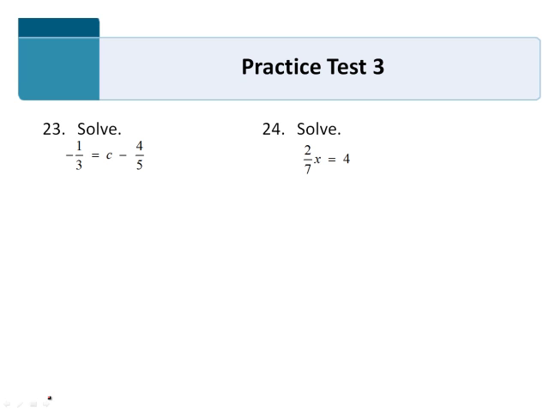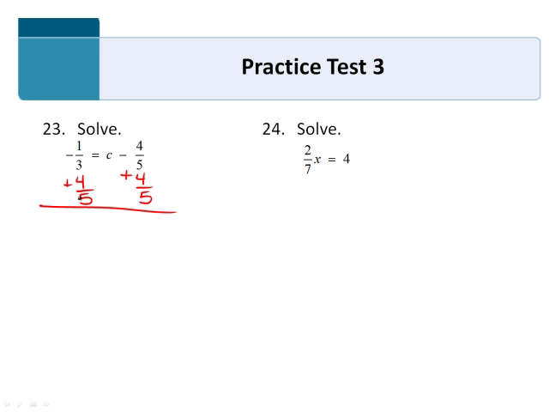Number 23. Now we're getting into equations just like we had in the last section of the chapter. So if we're trying to solve for c here, we have negative 1/3 equals c minus 4/5. The negative 4/5 is on the same side with the c, so I need to get rid of that by adding it. I'm going to add 4/5 to both sides.